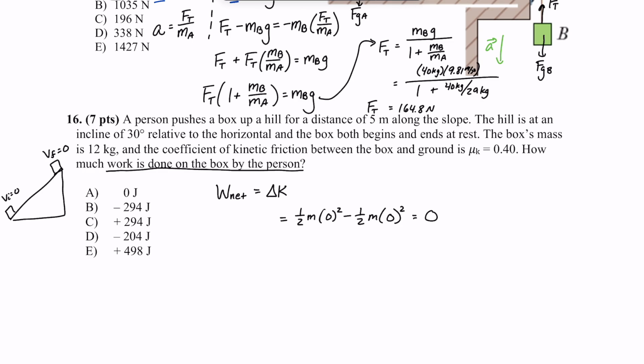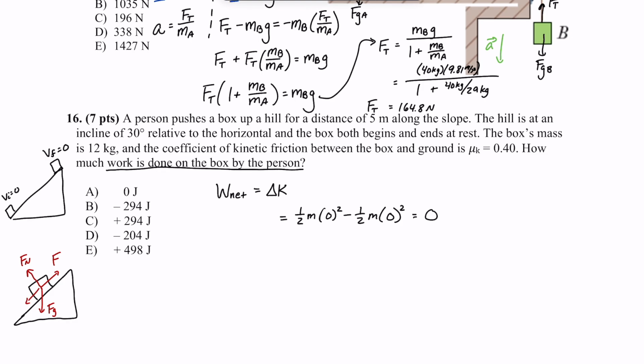For my left-hand side, I need to figure out the net work that is done on the box. So if I just look at the box as it's being moved up the hill, and specifically focus on the forces on it, I have a force due to gravity, normal force, the force from the person, and there's also a friction force that's present as well.